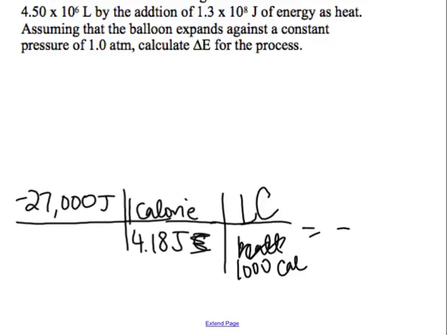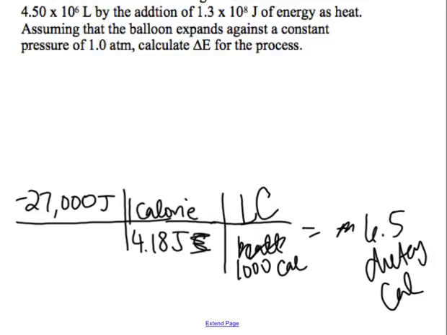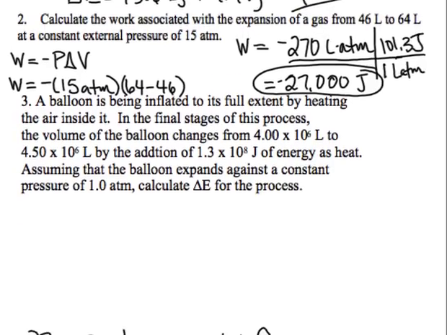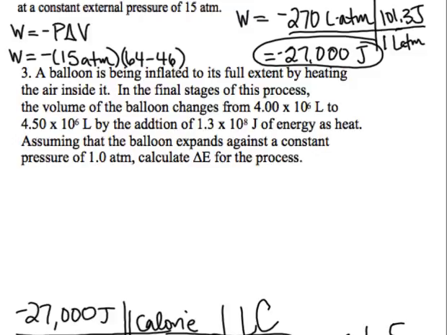So the negative isn't really meaningful when we're doing this. That's just telling us we're using the energy and not giving it off. So it's just 6.5 dietary calories. Is that a lot of energy? No. I pretty much ate it when I ate my cherry tomato. It's not that many calories. So in answer to your question, no, it's not a lot. I just wanted to make it a little more meaningful of a number. Okay, number 3. That was a total tangent.